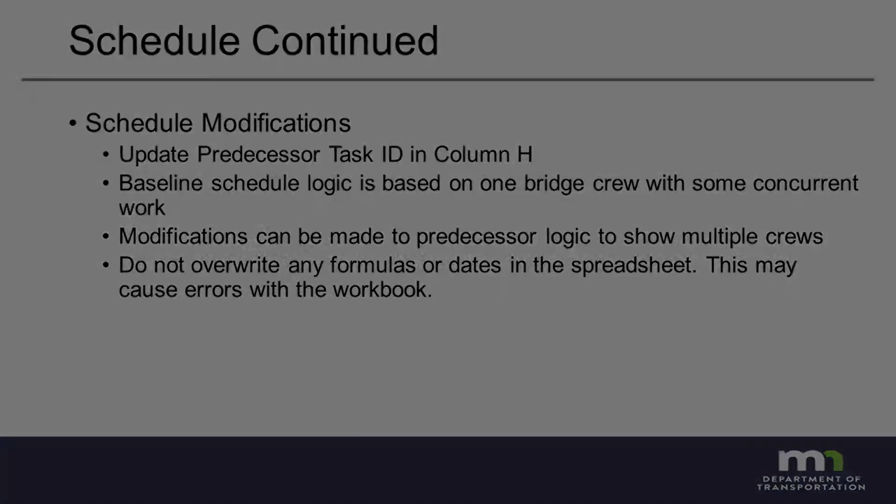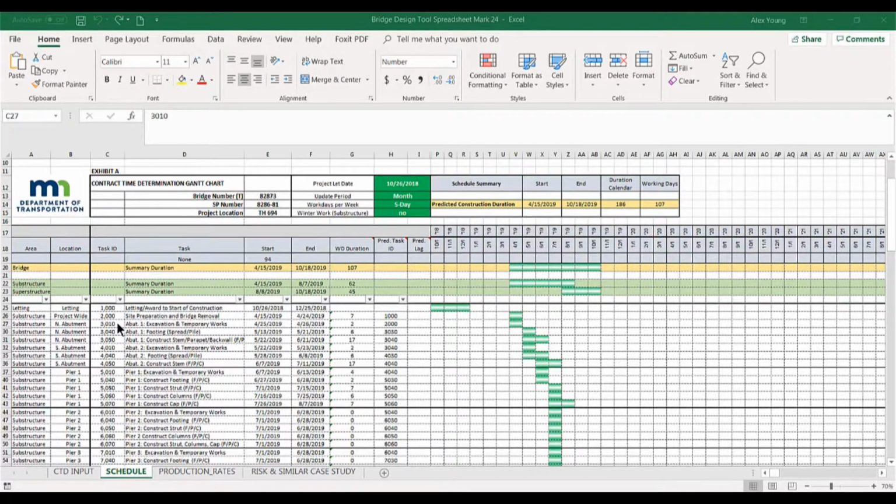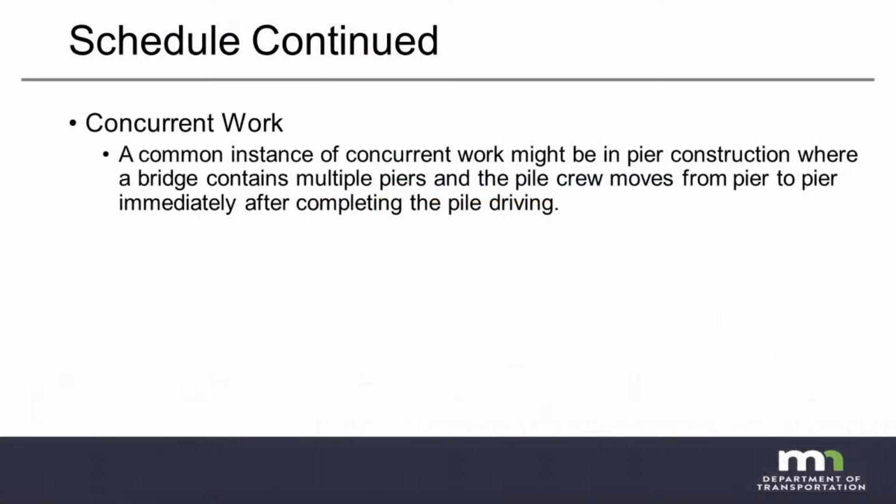Say you believe the contractor would do near concurrent work on abutment substructures. In this case, the excavation crew would finish at abutment 1 and immediately move to abutment 2. To implement this, I will change the column H predecessor in the excavation activity to be the excavation activity for abutment 1. A more common instance of concurrent work might be in pier construction, where a bridge contains multiple piers and the pile crew moves from pier to pier immediately after completing the pile driving.